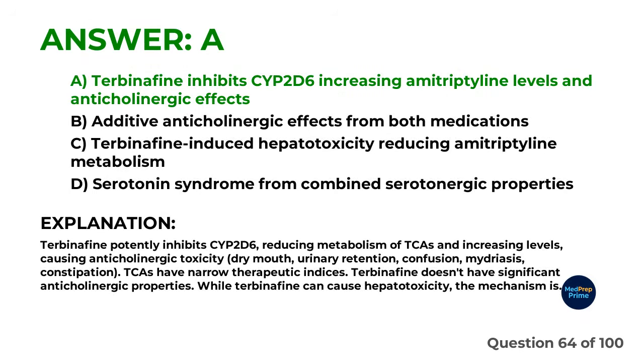Correct answer: A. Terbinafine potently inhibits CYP2D6, reducing metabolism of TCAs and increasing levels, causing anticholinergic toxicity, dry mouth, urinary retention, confusion, mydriasis, constipation. TCAs have narrow therapeutic indices.